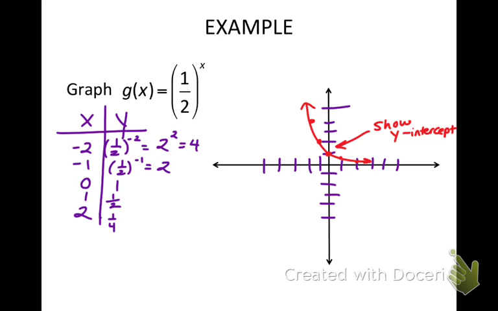Now, what if we made something that looked like this? What if it was f of x equals 2 to the x plus 1?